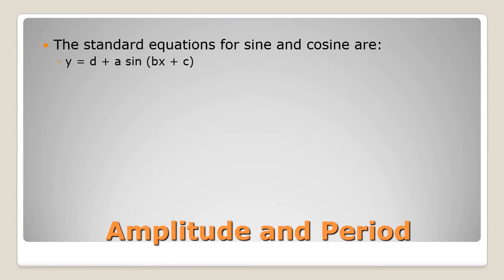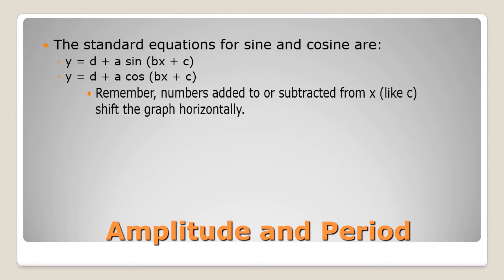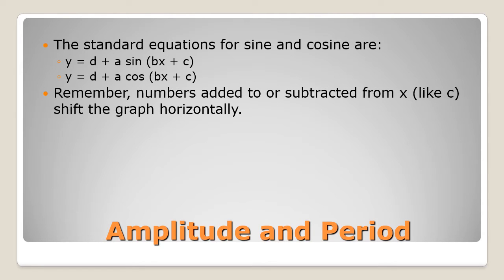The standard equations look like this. It's really nothing different from what we've seen, except we usually put the thing that you add on at the end. Here it's going at the beginning. Remember, just like any other equation we've talked about, that d that's added to everything is going to move the graph vertically, up or down. The a is going to affect the height of the graph, in this case what's called the amplitude of the graph. Numbers added or subtracted from the x, like c, shift it horizontally.